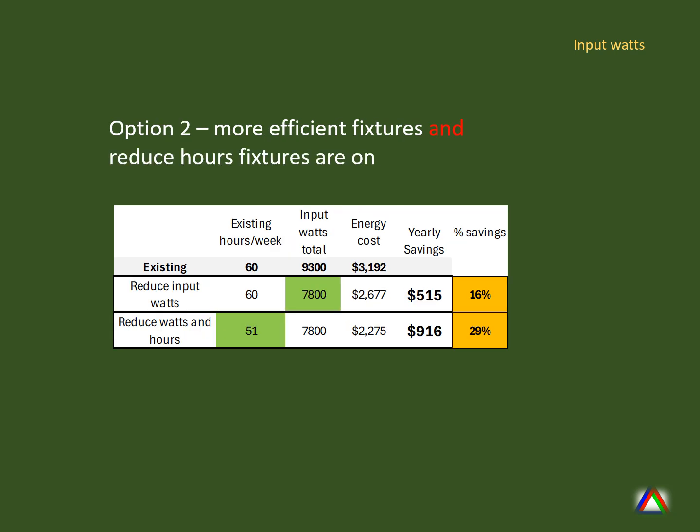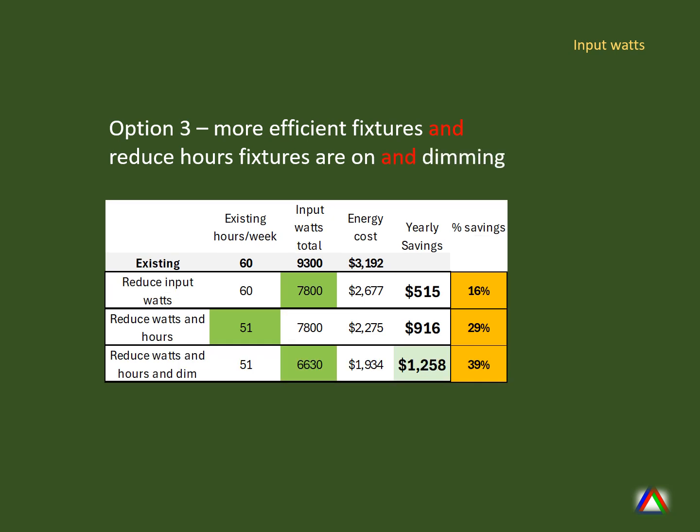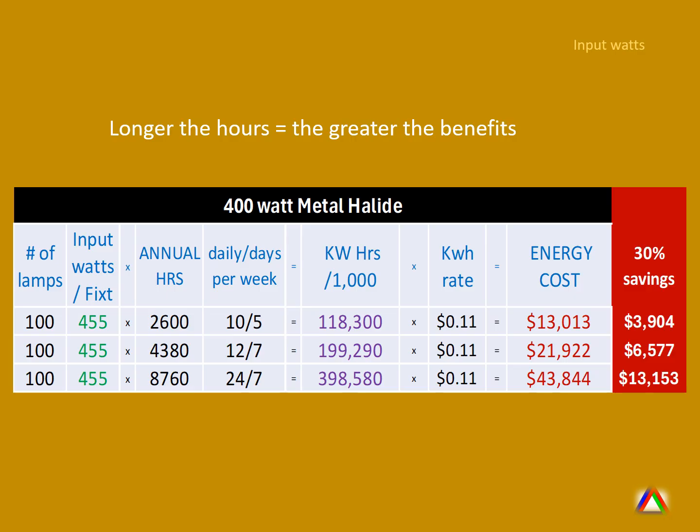Option 2, we add occupancy sensors or timers to turn the lights off when not necessary. If we can reduce the hours the lights are on by 9 hours per week, we increase the savings from $515 to $916 for a net of 29% energy savings. The third option is to add dimming. If 30% of the time the lights are on, we can reduce it down to like a 50% light level, we can increase the savings to over $1,200 a year for a net savings of 39%. When deciding which customers to focus on, the longer the hours the lights are on, the greater the potential benefits.